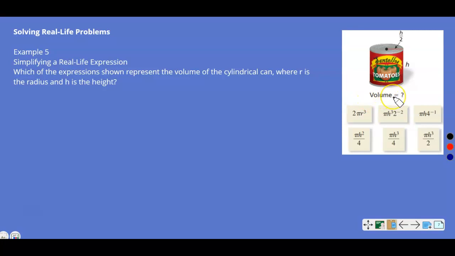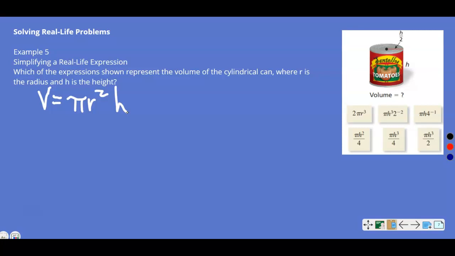So what is the volume? All right, so first we have to know what is the formula for volume of a cylinder. So volume equals your circle times your height. So the area of a circle is pi r squared. So the area of a circle times your height gives you the volume of anything that's cylinder shaped.